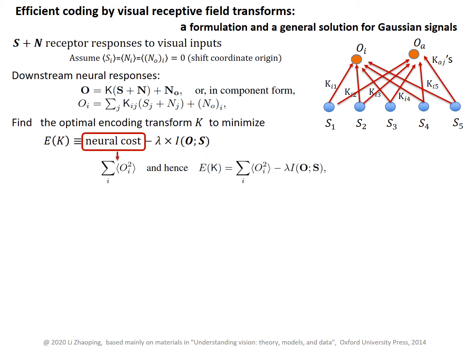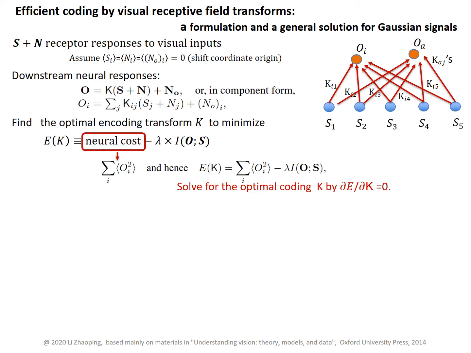Additionally, we impose this quadratic form as the neural cost. It can be seen as the total energy at the output, or the total output dynamic range. And this form also helps to get the analytical solution for the encoding matrix K. That's the optimal encoding matrix K, which we can get by solving this equation. This minimizes Ek.